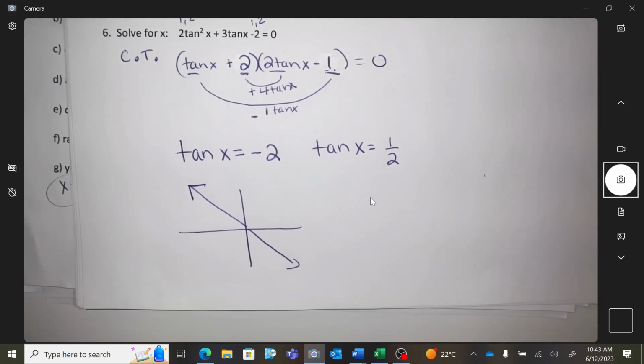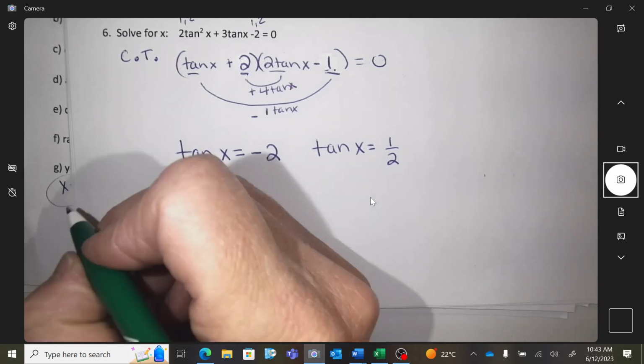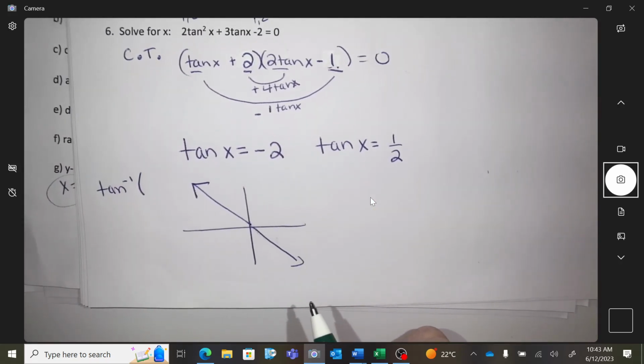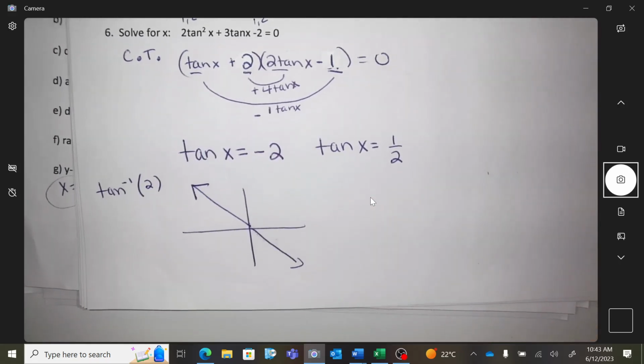There I am. How do I get a reference angle would be the next step. How do you get an angle to begin with? What's the process of getting any angle? Tan inverse 1/2. What do I always say when you're doing math steps? Don't use the negatives. So just tan inverse 2.